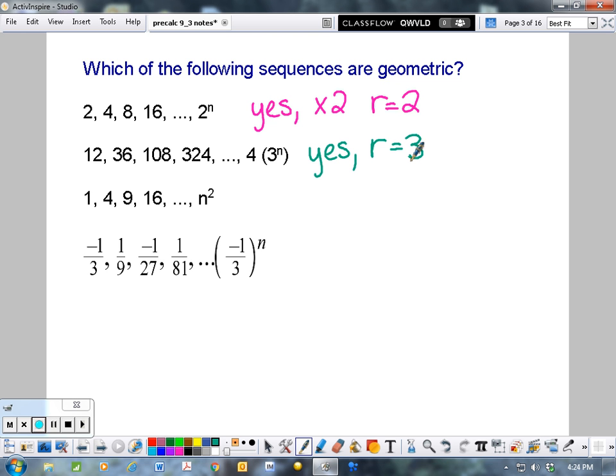And then our next one, looks like we're squaring each time. 1 times 4, 4 times, no, that doesn't work. So this is not geometric.